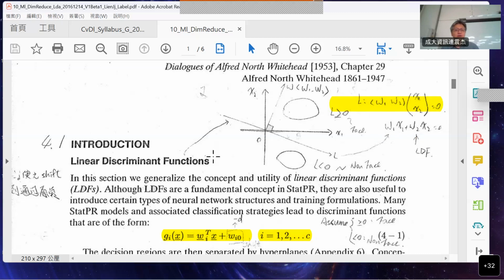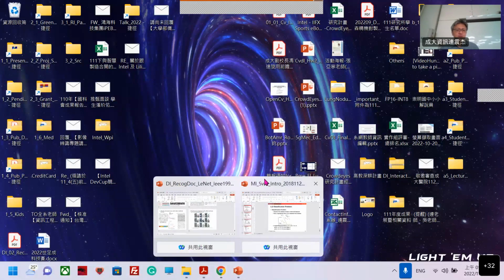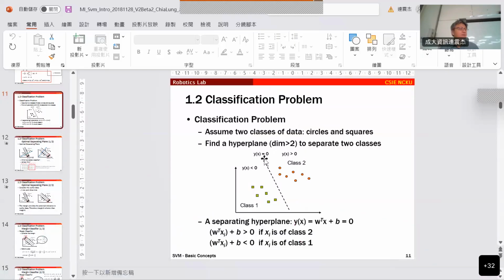Okay, so this is the definition for this line, and this line is a discrimination line. Because it's a line, it's not a curve, so we call it the linear discrimination function, because this is a function G or F. This is a function, and it's linear. But if there's a curve, it's non-linear. Okay, so this line is equal to the SVM line, the same.